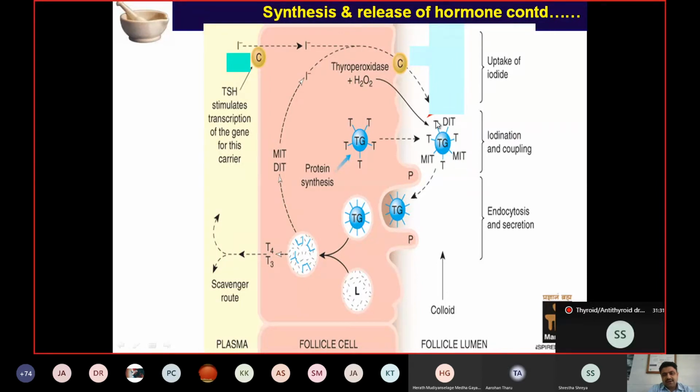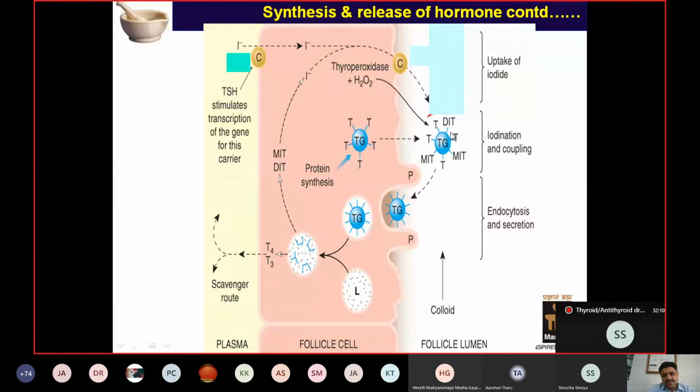If one molecule of iodine is attached, then we say MIT, where M stands for mono, or single. Similarly, DIT, where D stands for di, diiodotyrosine. So this is how it is iodinated, and this is said to be organification, or iodination.